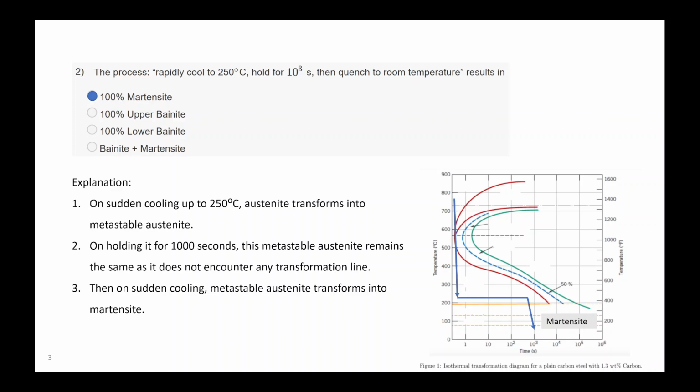Ma'am, if it is a multiple choice with multiple correct options, then can we give the fillet option? Then yes, fillet can also be given. Okay.